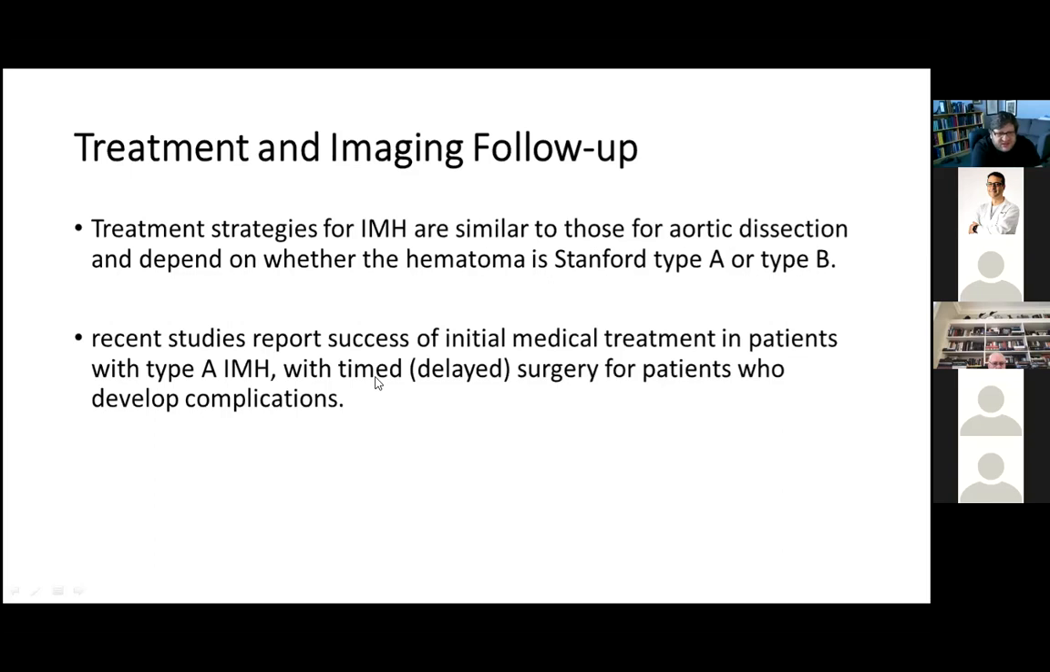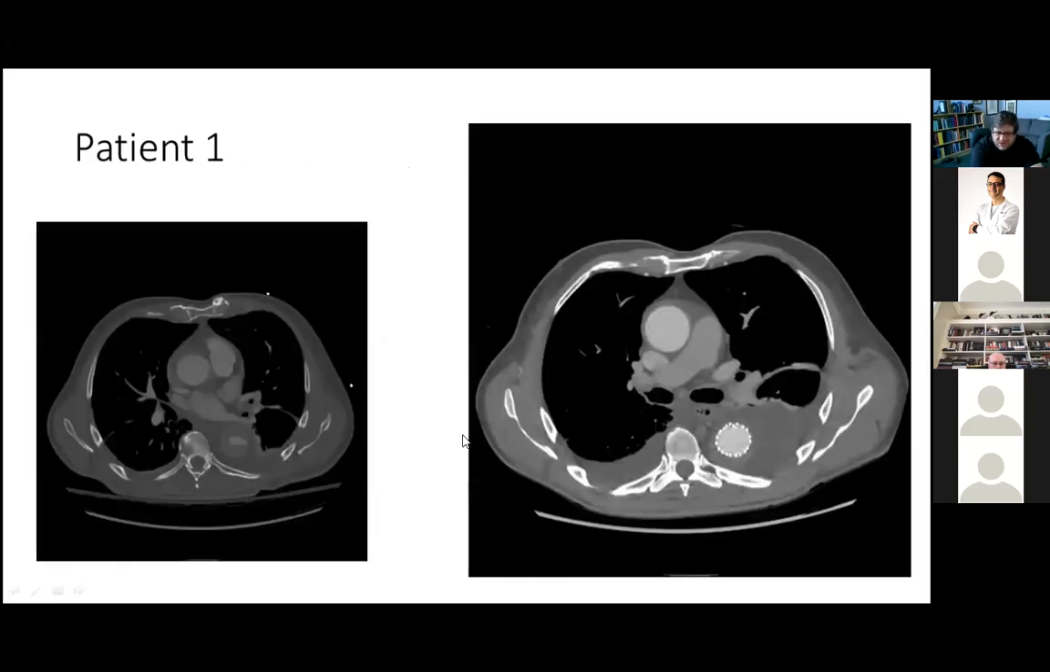So as I said, in general, treatment strategies for IMH are similar to those for type A dissection. However, more recent studies and reports suggest that initial medical treatment in those with type A IMH is not unreasonable with close monitoring, blood pressure control, and repeated imaging, and potentially delayed surgery for those who develop complications.